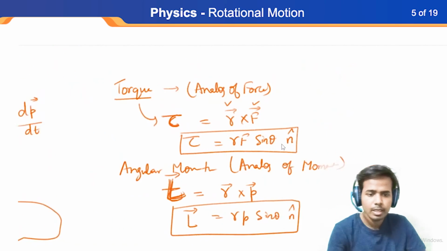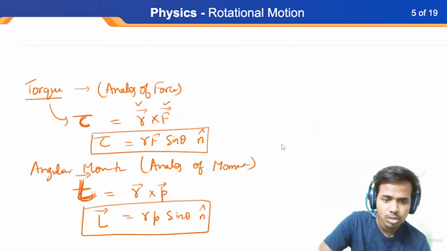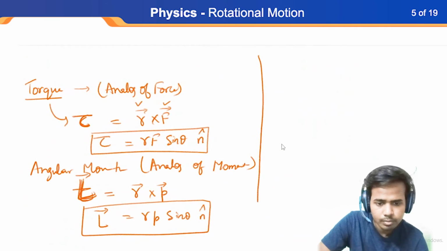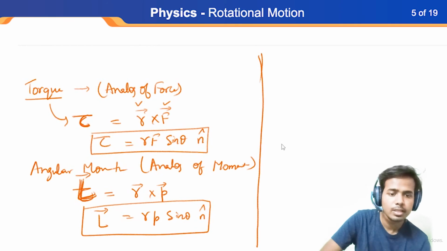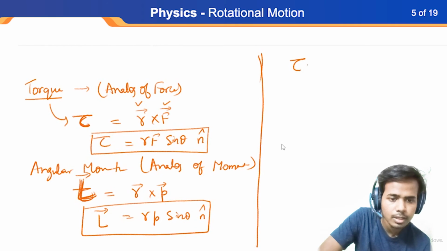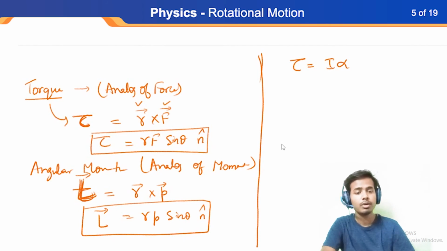Meanwhile, I think we should discuss also about, and of course there's this one thing called tau is equal to I alpha. How does it come up?